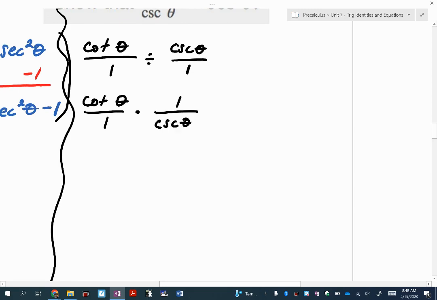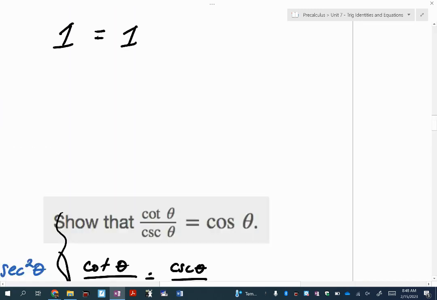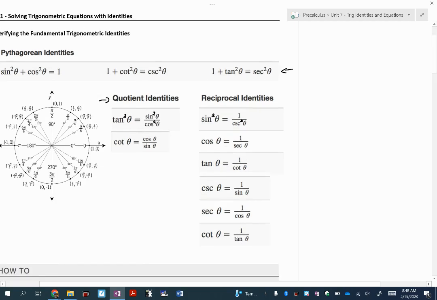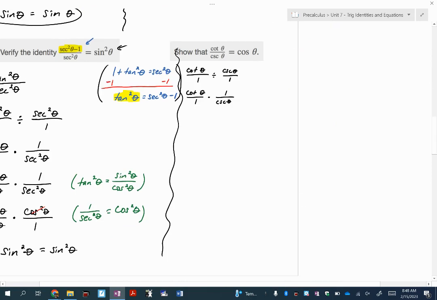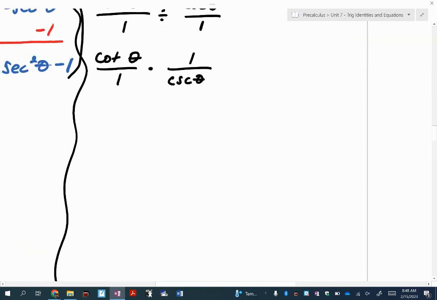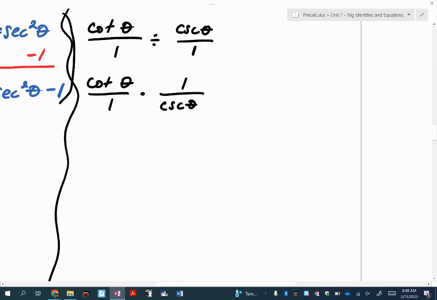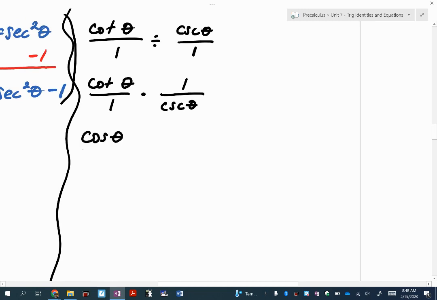When in doubt, if you're like, I don't know what to do, nothing crosses out, always convert things to be in sine and cosine. So we've used twice now, maybe even 3 times, the quotient identity tangent of theta equals sine over cosine. But the other quotient identity up here is the cotangent of theta equals cosine of theta over sine of theta. So that's what I'm going to use to rewrite cotangent. I'm going to write this as cosine theta over sine of theta.